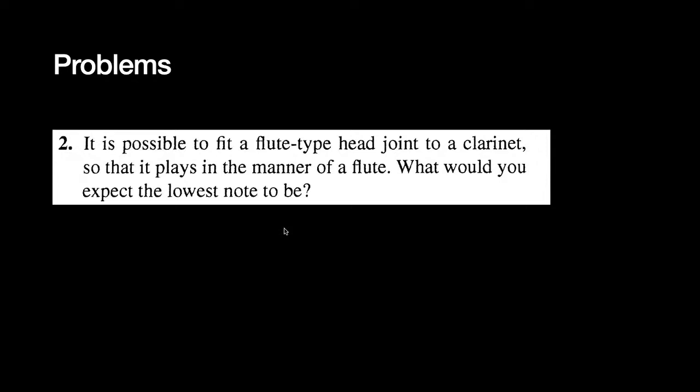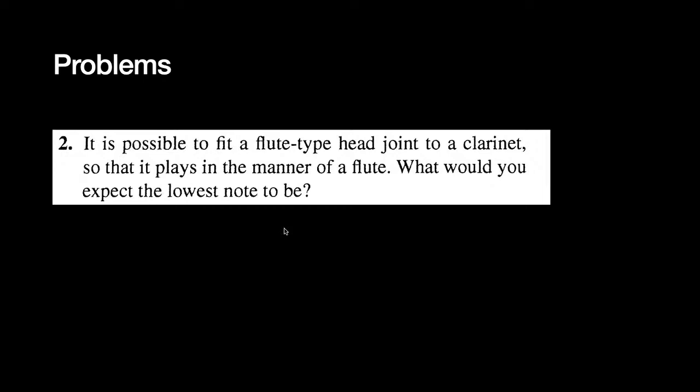So yeah, if you have guessed it, it is quite an easy thing to guess. We have already discussed that the clarinet, because of the reed system, is a tube which is closed at one end. We have just discussed the vibrations of reeds. Flute, because of that embouchure hole, is open at both the ends. So what will happen if you fix the flute type head joint to a clarinet?